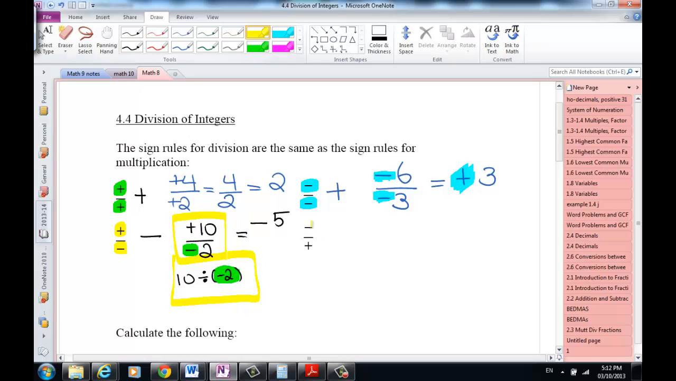Okay, so we have another one where we have a negative and a positive. So there's a negative on top and a positive on the bottom. And this means that our answer will in fact be negative. So for example, if I had negative 15 divided by 3, my answer would be negative 5. Again, when I have a negative and this is an implied positive, then our solution will have a negative.